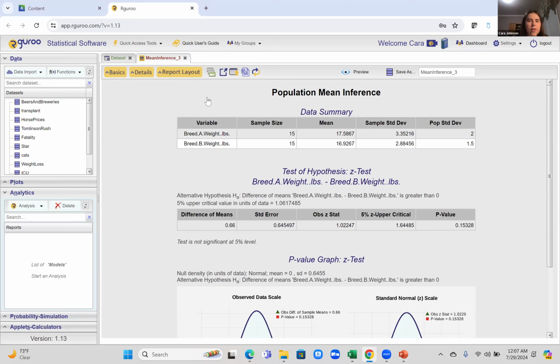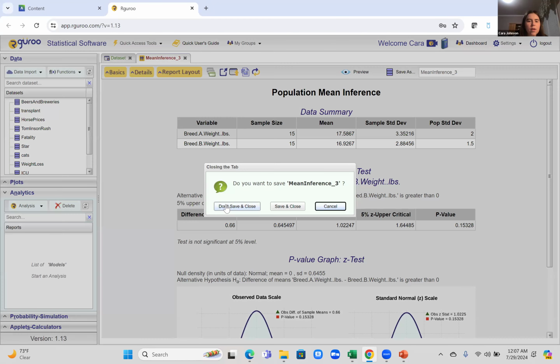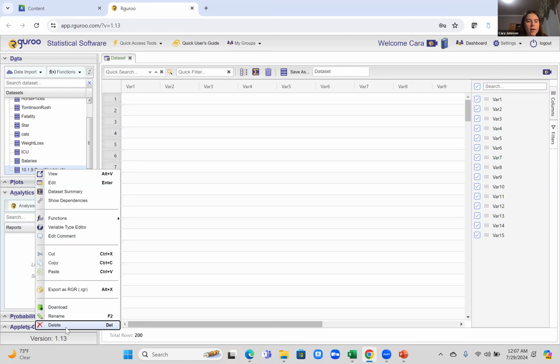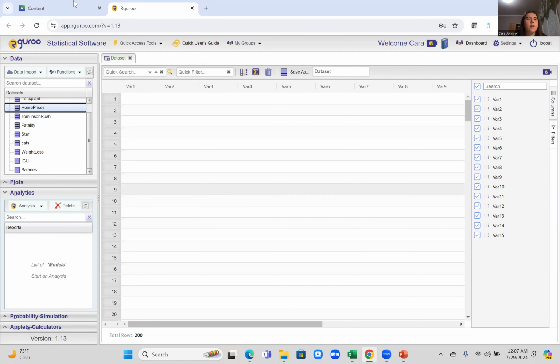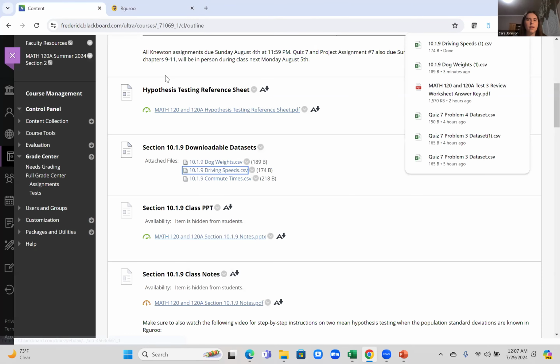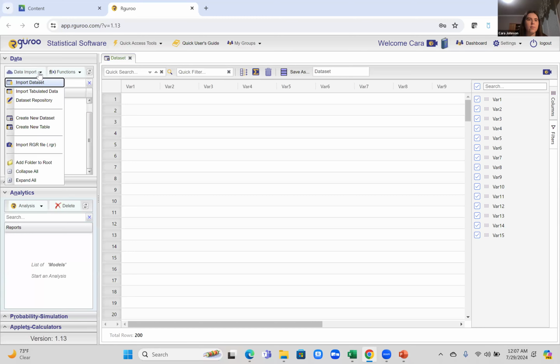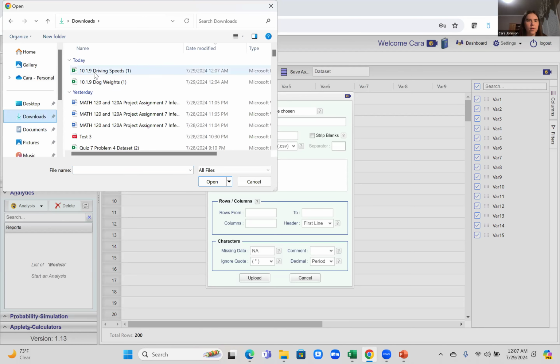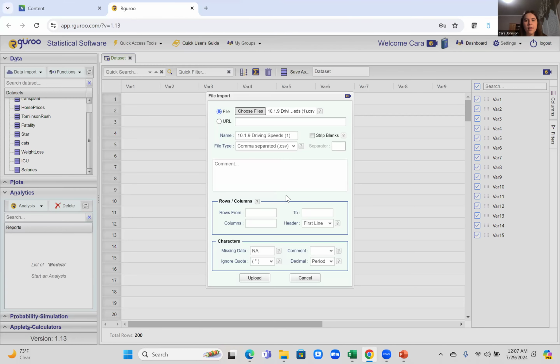So let me go ahead and close all this out first. I'm going to right-click and delete the data set. All right, so then I'm going to download the driving speeds data set. And then I'm going to go to data import, import data set, choose the file here from my downloads folder. And then hit upload. Remember, just double check on Newton that you have a title in the first line. My data sets always do.